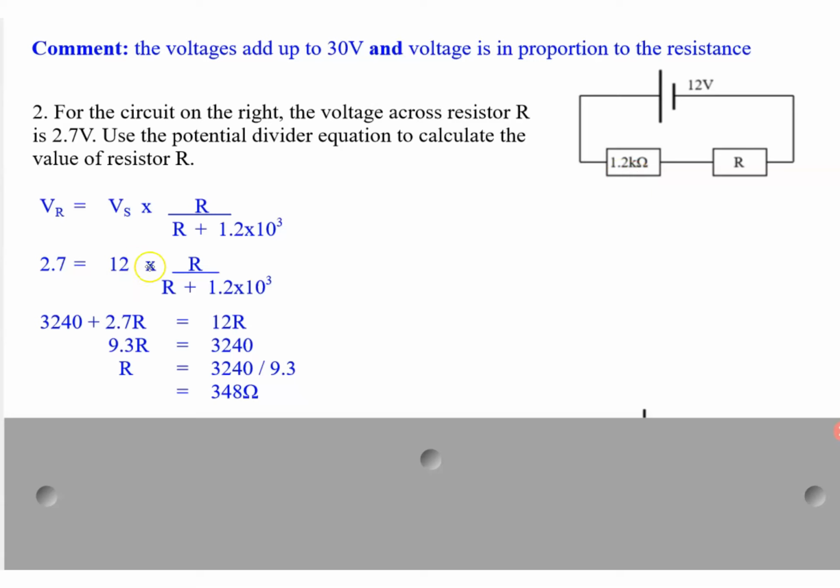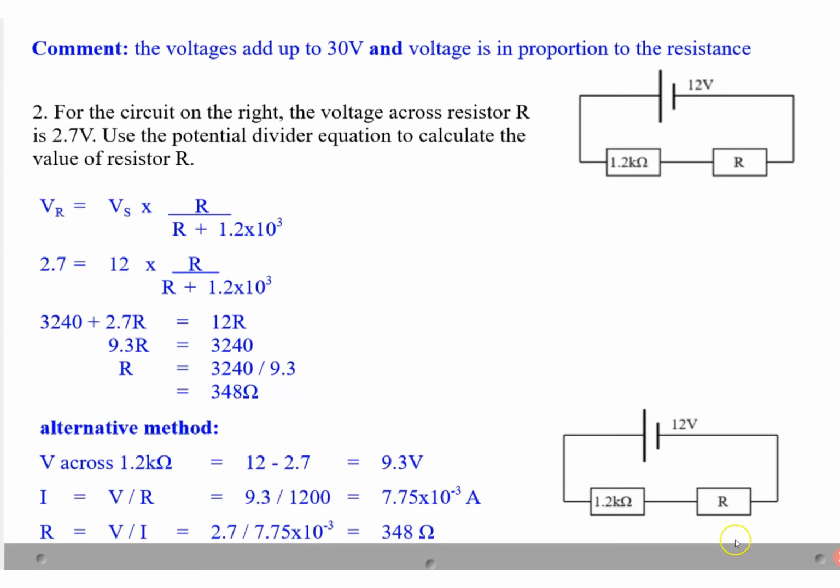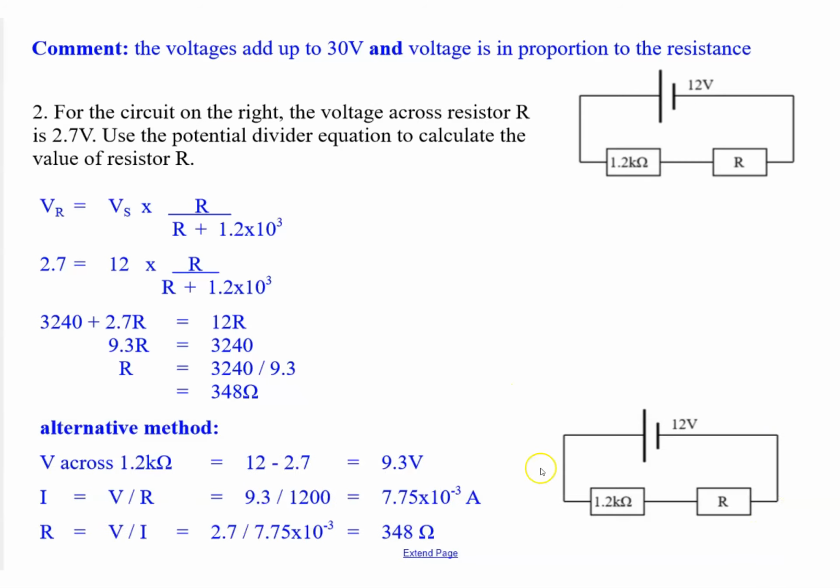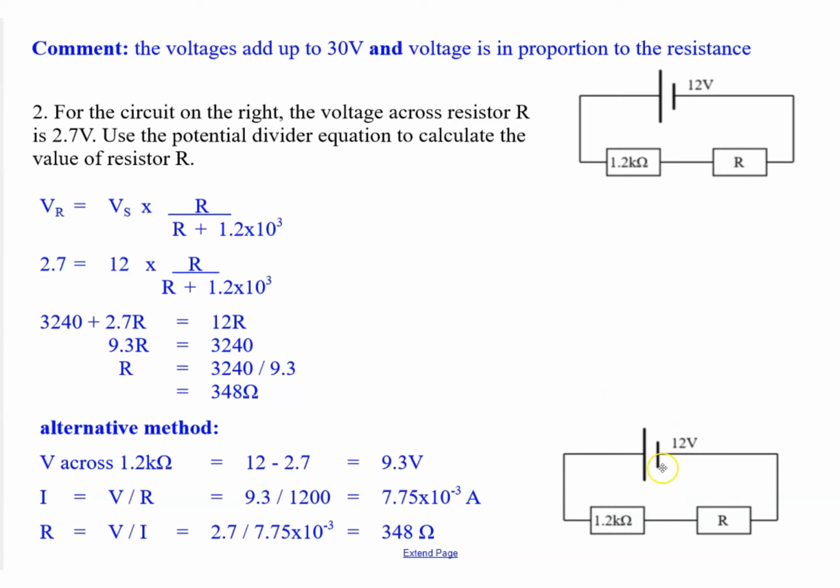kilo. And then if we rearrange this, so we've got R plus 1.2 kilo, take that from the bottom to the top, expand the brackets, and then tidy that up, we should find we have a resistance of 348. So that would be the recommended way of doing it. Sometimes students find that a little bit complex and would rather use this approach, which is the more standard approach.